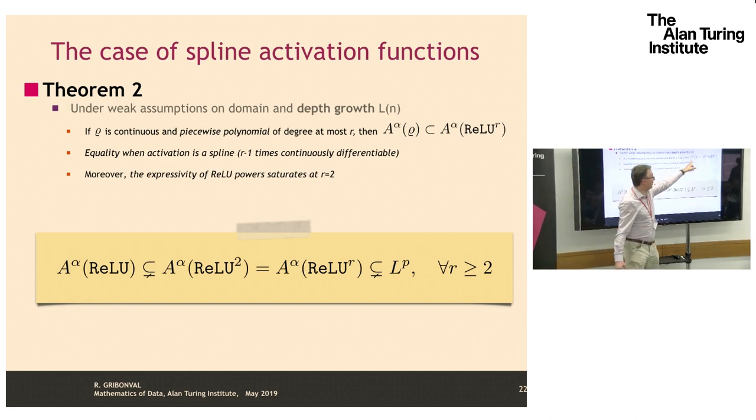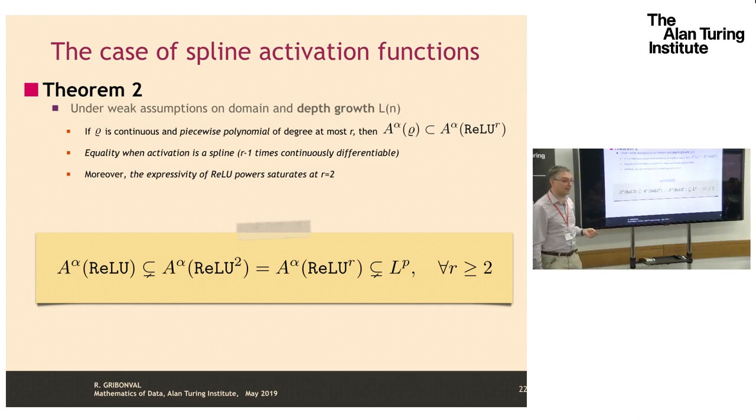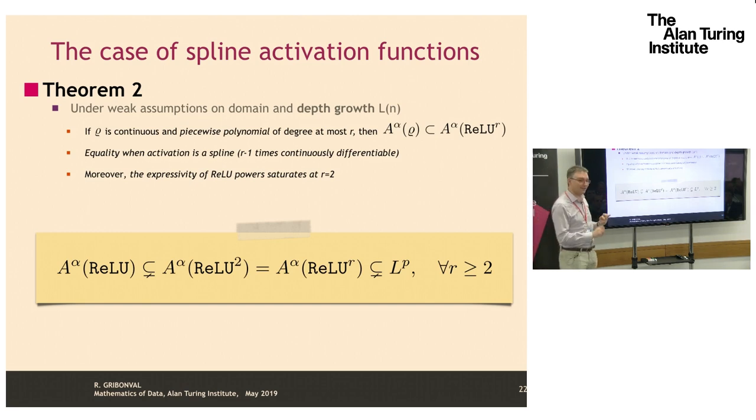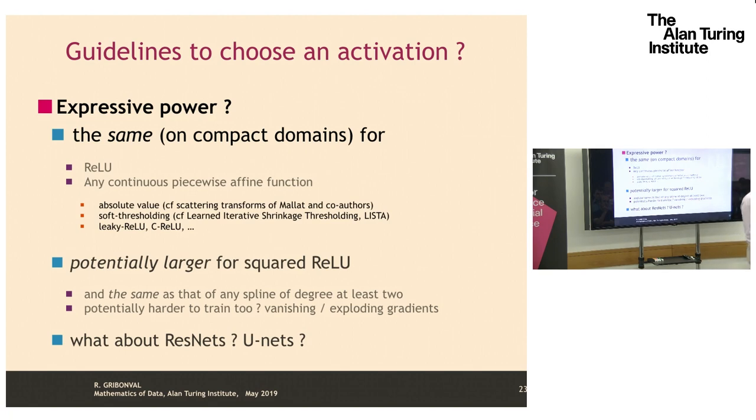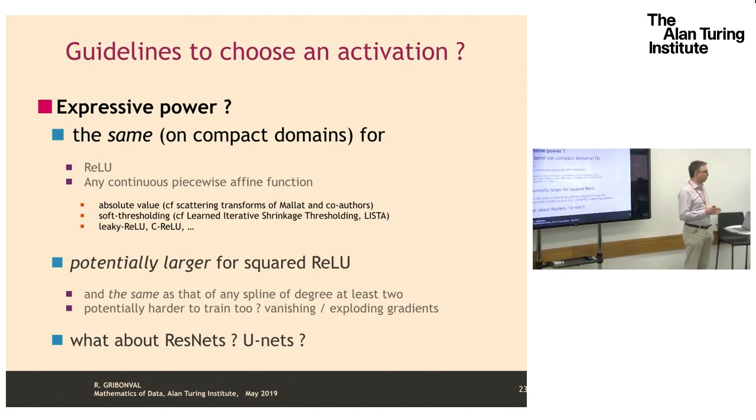Now, there's actually equality here when the activation function is a spline. So when you match the R minus one derivatives at the breakpoints of your activation function. And there's another interesting result. So somehow you can just now focus on this family of activation functions, either the ReLU, the squared ReLU, the cube of the ReLU. But actually, there's an increase in expressivity when you switch from the ReLU to the squared ReLU. However, when you go to higher power, there's no more any gain. There's no gain in expressivity. So somehow, the ReLU is the basic one that people are familiar with and work with. And the squared ReLU potentially brings in some added expressivity. But maybe this expressivity has to be paid in terms of ability to train these networks.